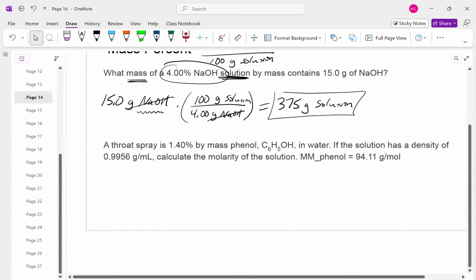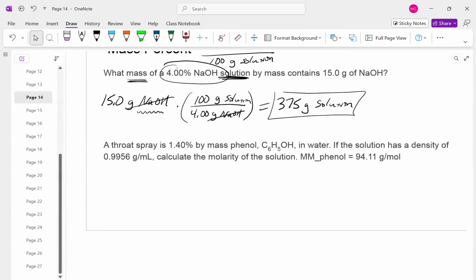All right, let's look at one more. A throat spray is 1.4% by mass phenol, and there's the molecular formula, in water. If the solution has a density of 0.9956 grams per milliliter, calculate the molarity of the solution. We've got a lot going on there, intermixing a lot of different things, but let's just look at what we're supposed to go to, molarity.